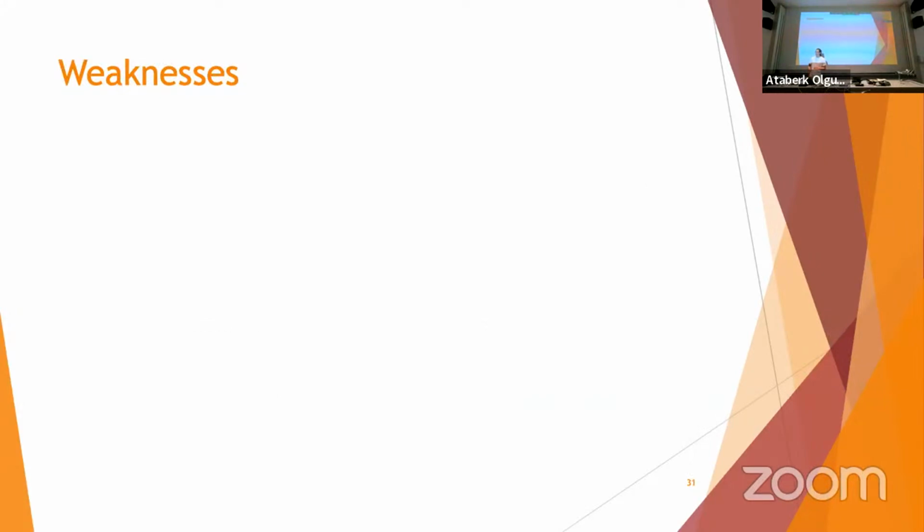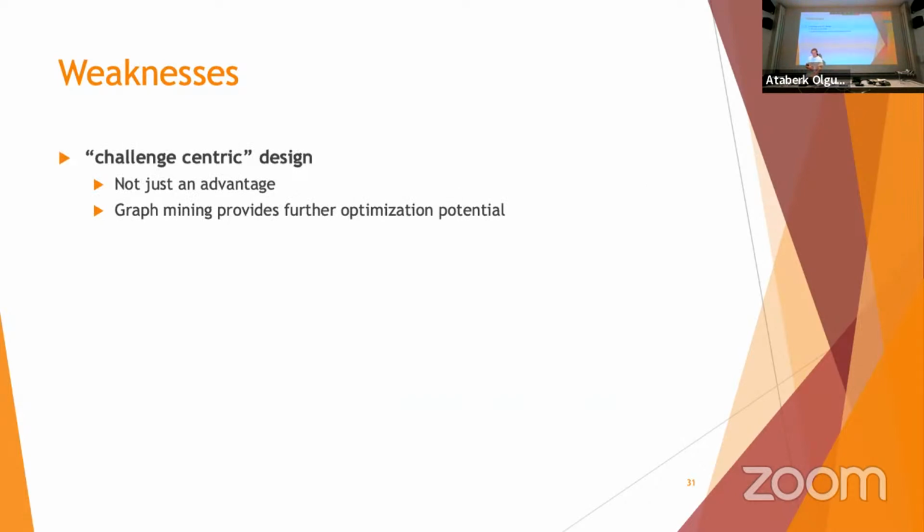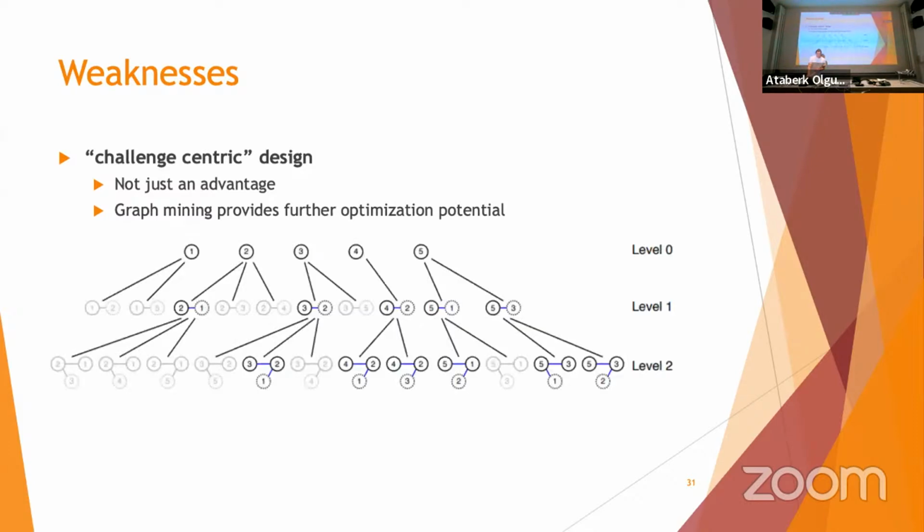But of course, there are also some weaknesses. And the first one, well, you might be surprised to see a strength on the weakness side. But I think the challenge-centric design, or the fact that we focus on just two big challenges of graph mining, is also a disadvantage. Why? Well, because graph mining provides some further optimization potential. To make this clear, I've brought this figure.